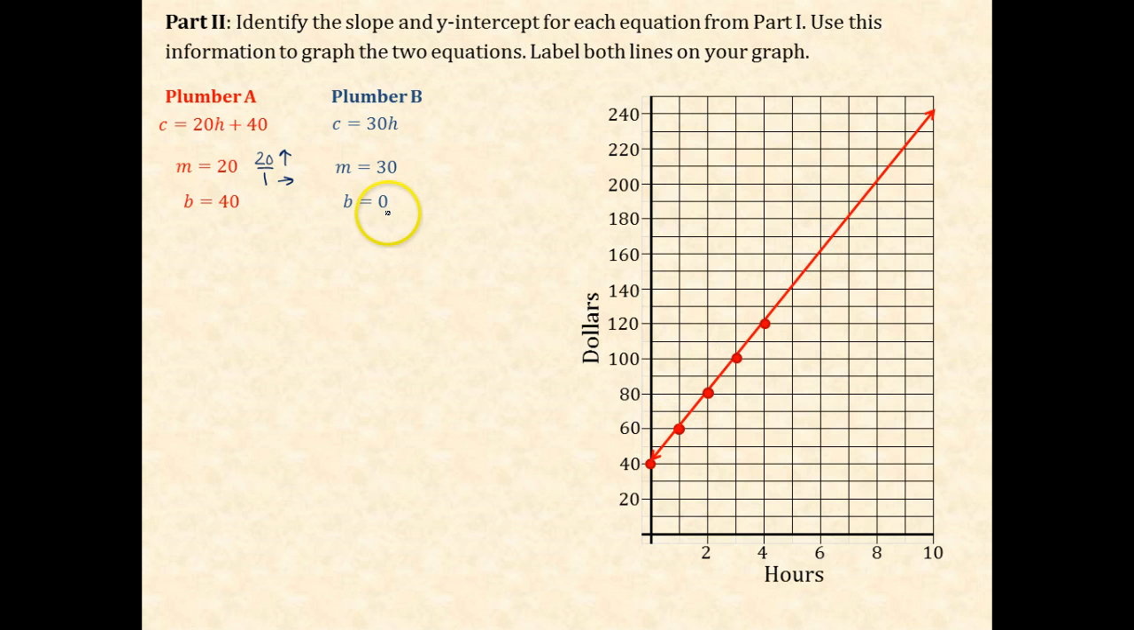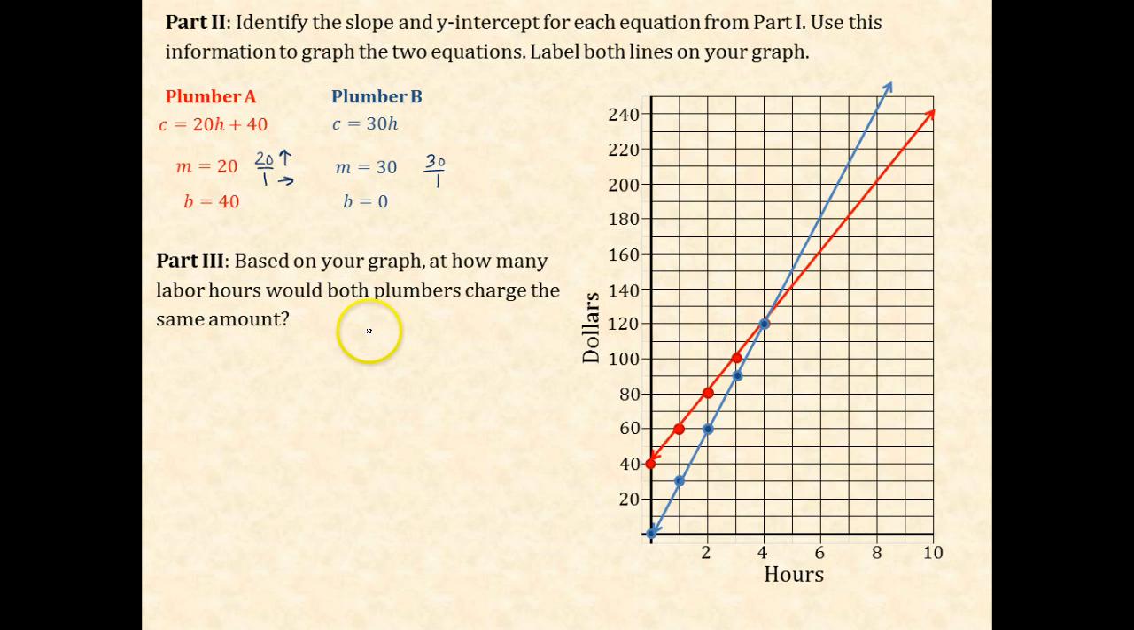For plumber B, our y-intercept was 0, so we're going to have our y-intercept at 0, 0. And our slope was 30, which is up 30 over 1. So we'll go from 0 up to 30 when we go over 1. We go over 1 more, up 30, over 1, up 30, and we draw our line through those points. And nice enough, they intersect at a point we know.